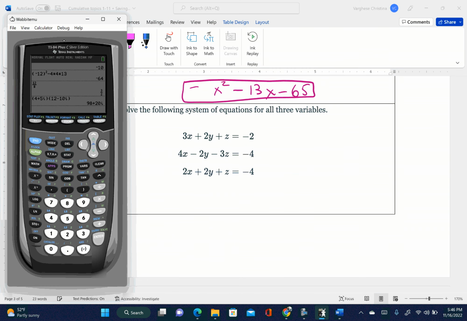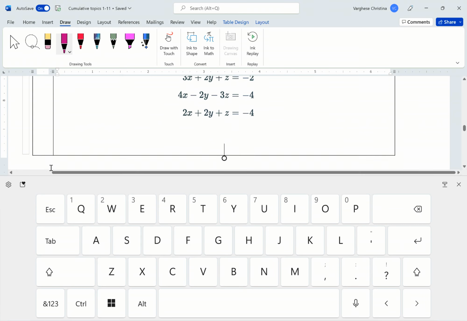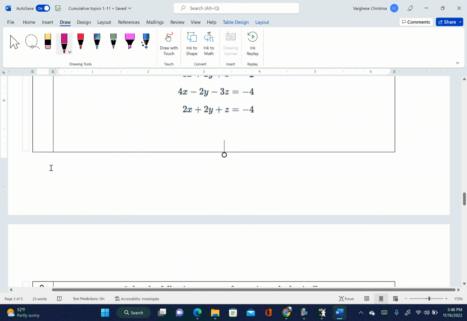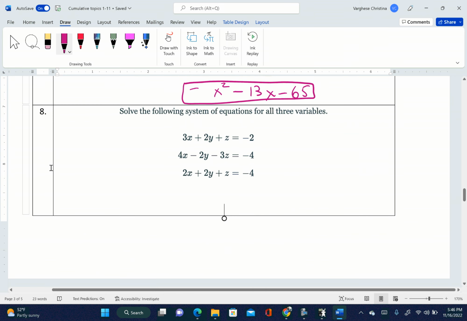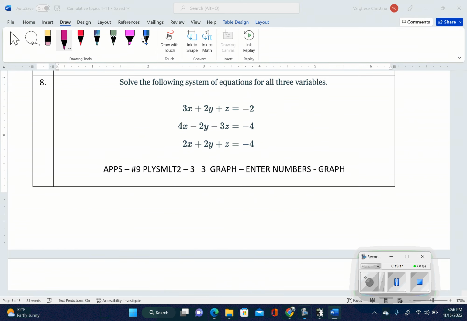All right, this one right here, straight calculator. I don't have these buttons in my calculator because, look, it doesn't show up, but it's Apps. Do this on the calculator, please. Apps, PolySmlt2, and magically the steps appear.